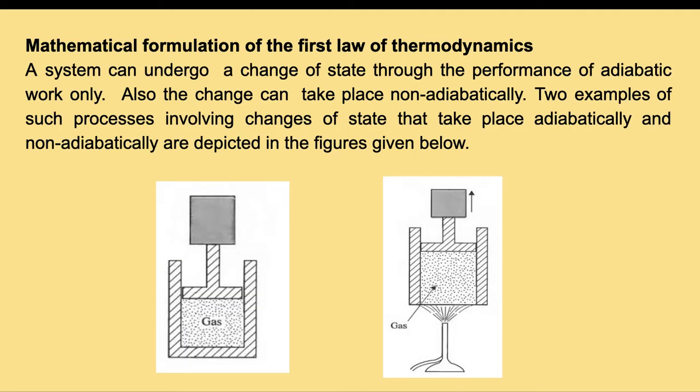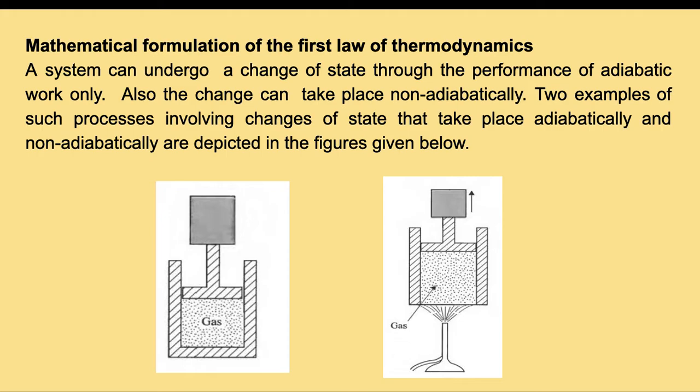And next is the mathematical formulation of the first law of thermodynamics. With our knowledge of the internal energy function, now we are trying to derive the mathematical formulation of the first law of thermodynamics. And this we have already mentioned: a system can undergo a change of state through the performance of adiabatic work alone.